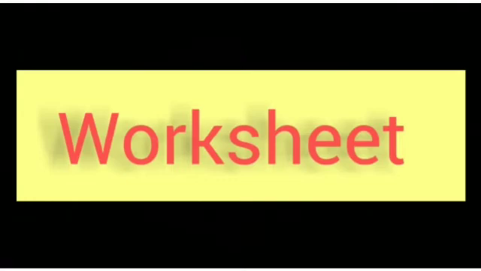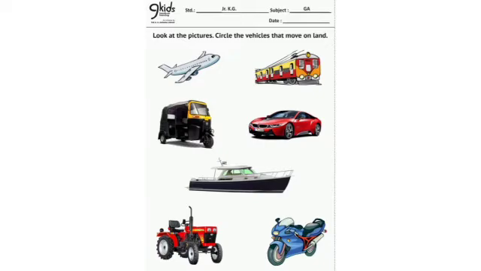For better understanding, let us discuss a worksheet related to vehicles on land. Now, let us start with our worksheet. What we have to do in this worksheet is, we have to circle the vehicles that move on land. Which vehicle is this? This is an aeroplane. And does an aeroplane move on land? No. So, we will not circle it.